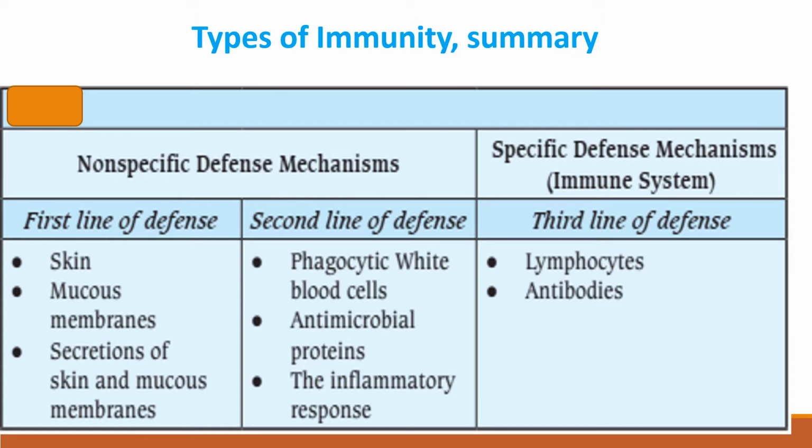Non-specific is either first line of defense, which are skin, mucous membranes, and secretions of skin and mucous membranes. Second line of defense: phagocytic white blood cells, antimicrobial proteins, and the inflammatory response. The specific mechanisms include the immune system, which is present in lymphocytes and antibodies.